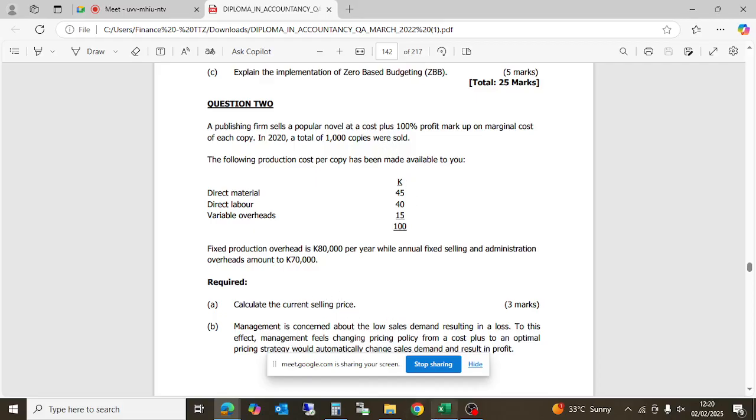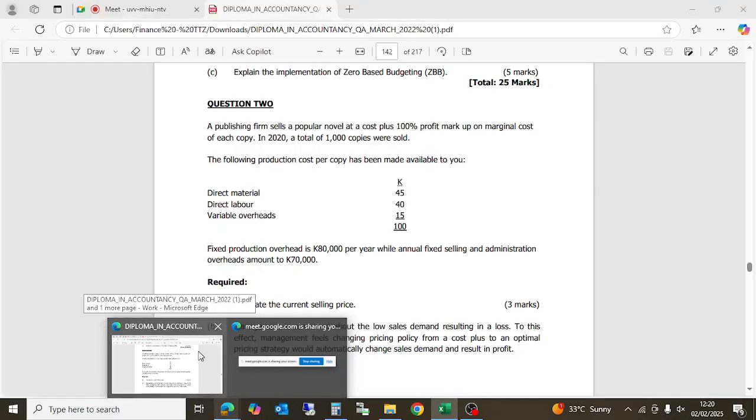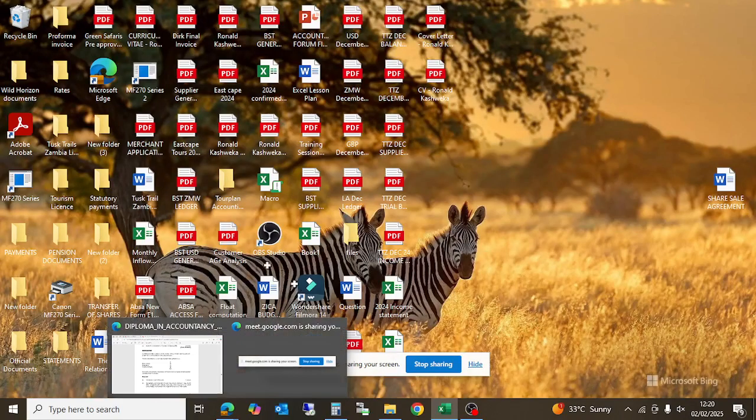For us to find their selling price, we'll have to use this particular approach that they use, which is the cost plus 100% markup only on marginal cost. What do we mean by marginal cost? Marginal costs are variable cost or direct cost or simply production cost that directly link to us producing our inventory or producing whatever we sell. This does not include fixed cost. So to find this selling price, we'll simply get all our variable costs. As per our question, our variable costs are direct material, direct labor, and variable overheads.